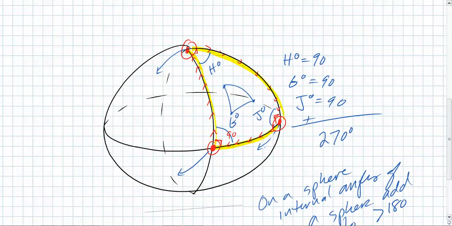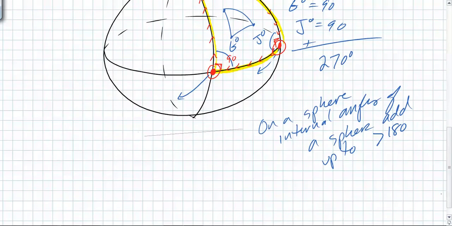So what happens to those internal angles G, J, and H? They get bigger than 90, right? Bigger and bigger. So what's the biggest? What's the largest sum, do you think? 360. Because if you pull them all the way back, eventually they're going to connect, and all three are going to meet and form 360 degrees. So the internal angles are going to be less than 360 but greater than 180 on a sphere.